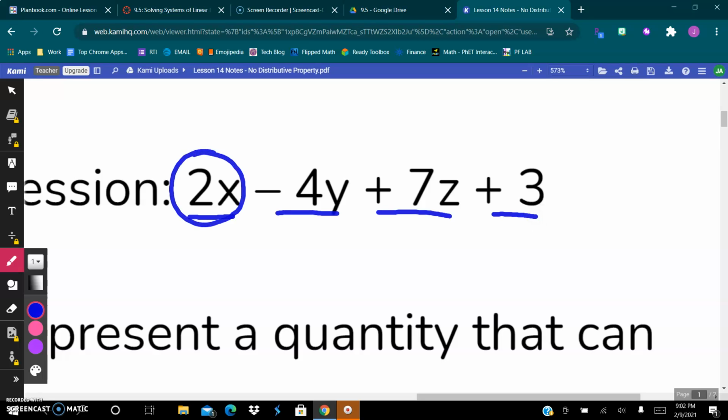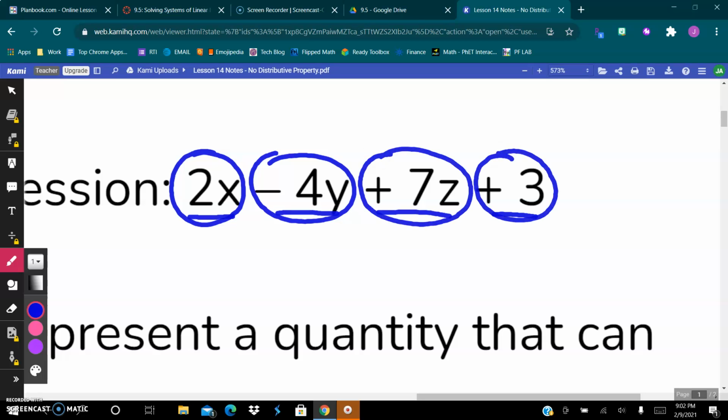So notice I am including that positive plus sign or that negative sign with each term. I also sometimes refer to those as chunks. That seems to help some kids understand terms a little bit better. So if you divided that up into chunks, that's what you would have.